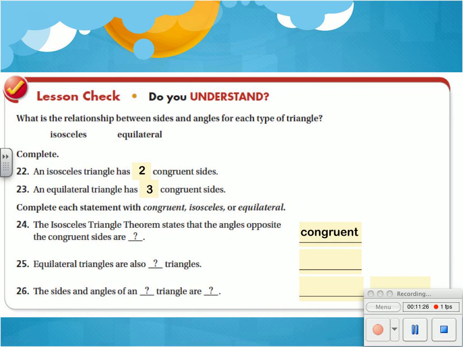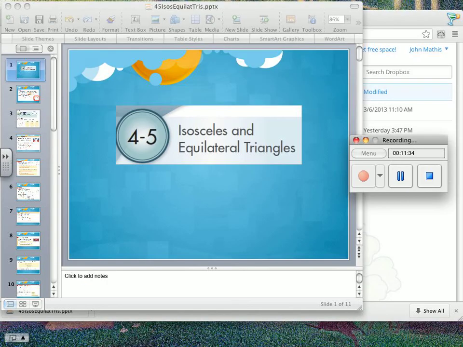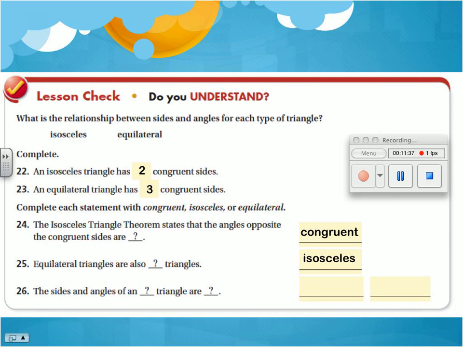Equilateral triangles are also isosceles triangles. Just something we have to remember. The sides and angles of an equilateral triangle are congruent. So equilateral triangles have congruent sides and congruent angles. So that's our lesson for today.